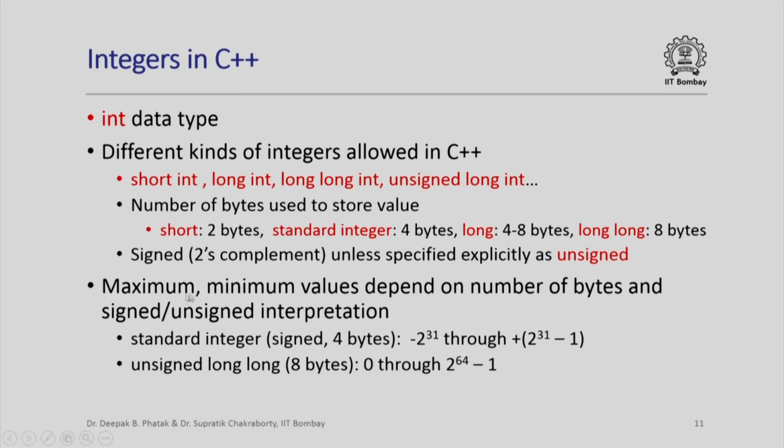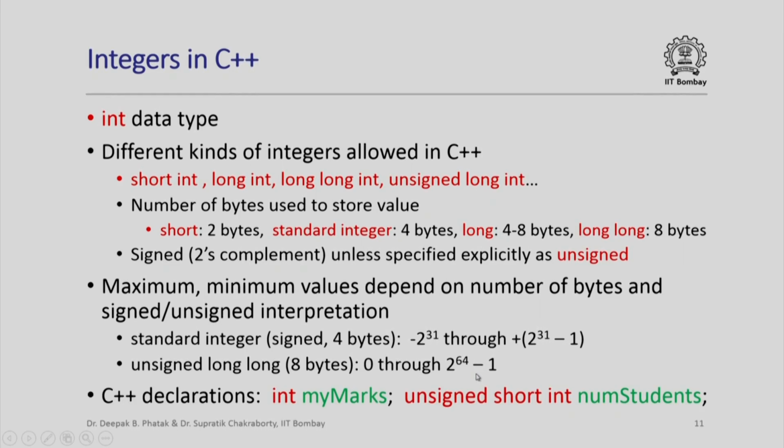And it is not hard to see that the maximum and minimum values will depend on the number of bytes and on whether you are treating it as a signed or unsigned integer. For example, if I take a standard integer which is signed 4 bytes, then -2 raised to 31 is the smallest number that you can represent, and 2 raised to 31 minus 1 is the largest number you can represent. Whereas if I take unsigned long which is 8 bytes, I can represent values from 0 through 2 raised to 64 minus 1.